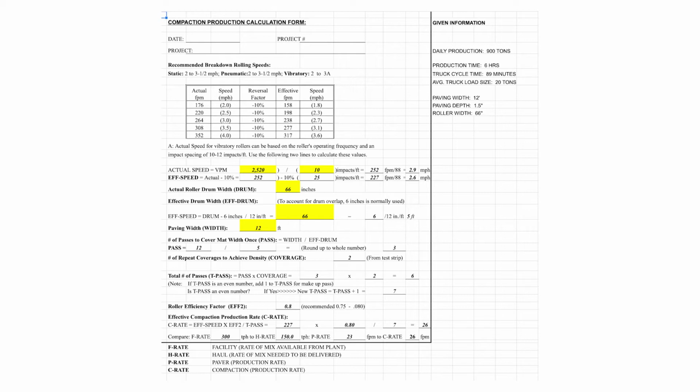So you compare your plant rate is 300, so you're good there. Tons per hour. Your delivery to the job is 150 tons per hour, so you're not overloading the plant. Your paver rate is 18. Well, the revised number is 18.4 feet per minute, and your compaction is you can go 26 feet per minute. So that means that 1 roller can keep up with the paver. Now, if the paver speed outpaced your roller, then you'd have to add another roller to it.